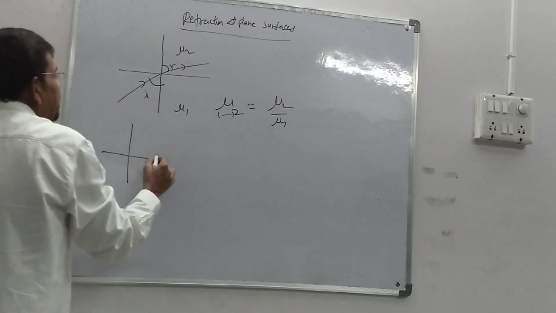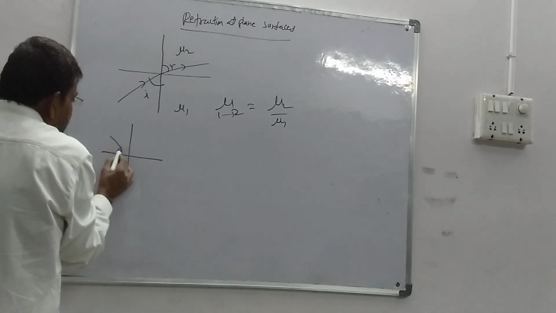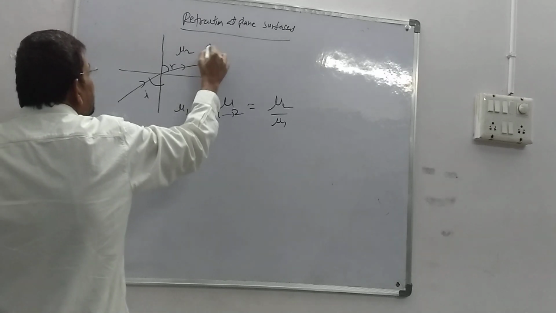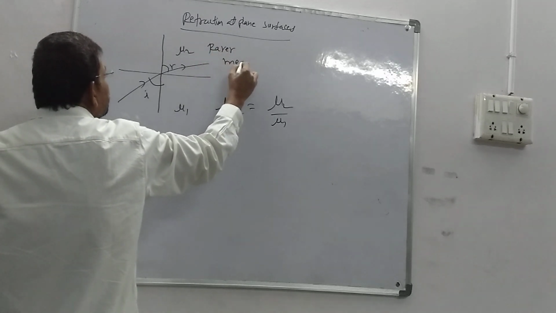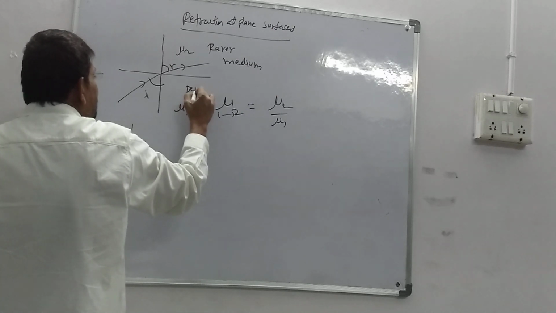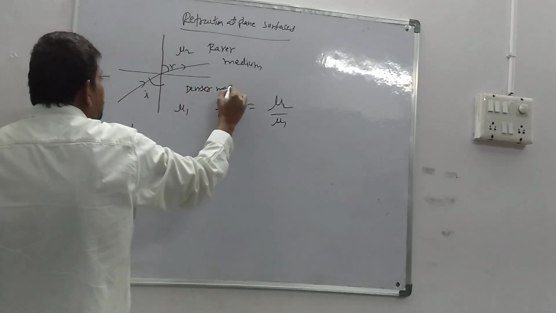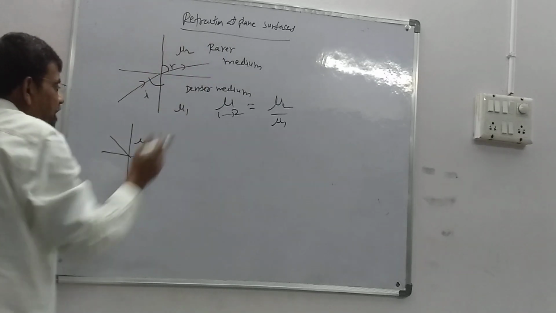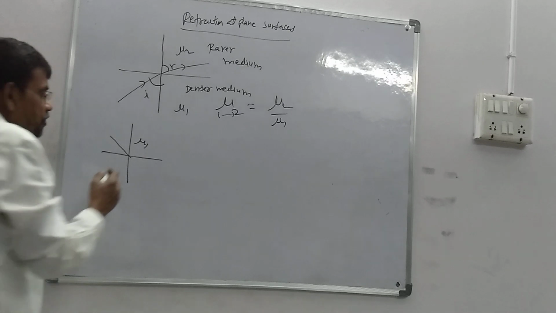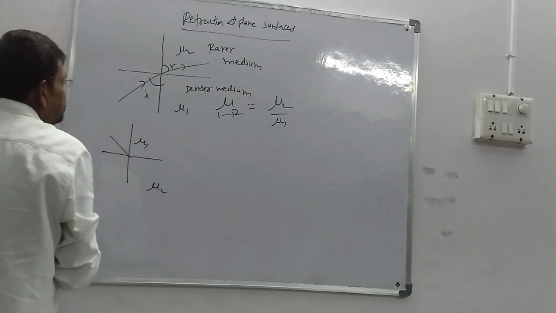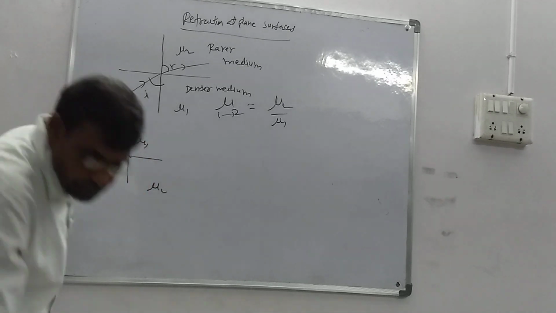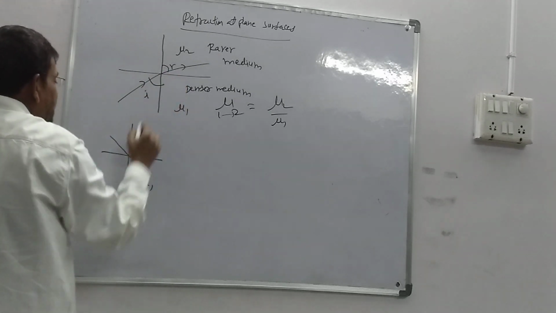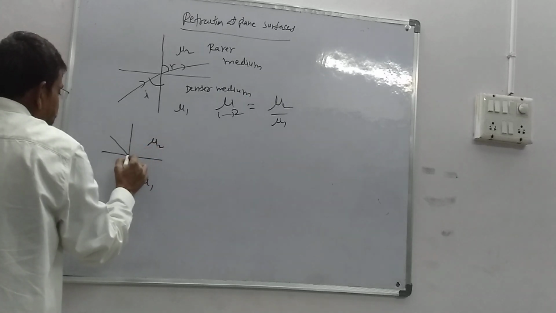Similarly, here it is the reverse traveling. This is mu 1 and it is traveling to mu 2. This I am taking as rarer medium and this I am taking as denser medium. So denser to rarer is moving away, rarer to denser means moving towards the normal. So this is mu 1, this is mu 2. Mu 1 you take as it is for comparison purpose, and mu 2 as well as it is.